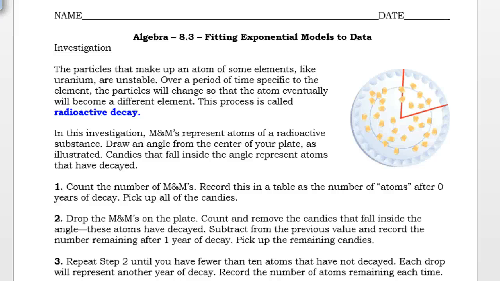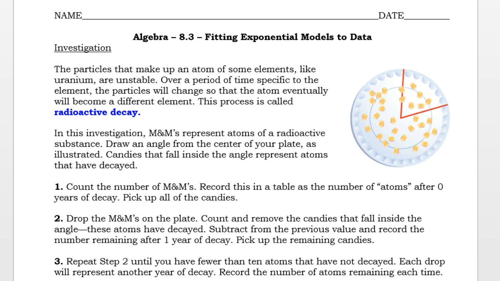This is Algebra Lesson 8.3, Fitting Exponential Models to Data. So, all of our situations so far with exponential equations has had a constant ratio. It's always been 1.5, 1.5, 1.5, 1.5. Or it's always been take away 12%, take away 12%, take away 12%. So this is the first situation where it's not going to be exact.